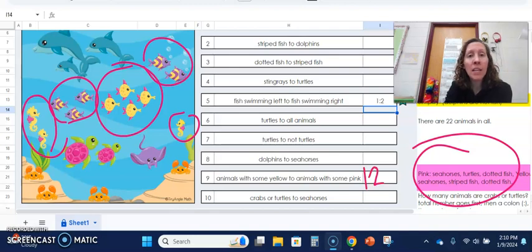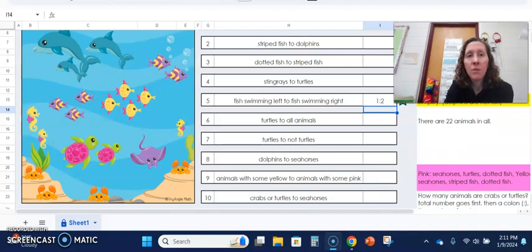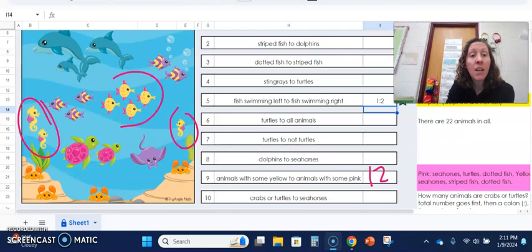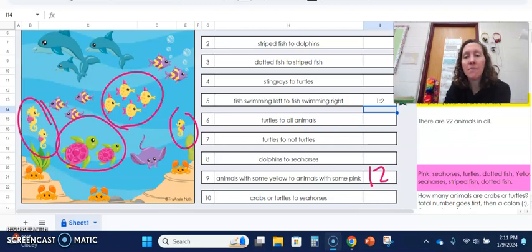And then for pink, undo that. So we have 12 there. So for pink, it's the seahorses because of that little fin, the dotted fish, and the turtle shells. So 1, 2, 3, 4, 5, 6, 7, 8, 9. All right, you will need to go ahead though and simplify this ratio.